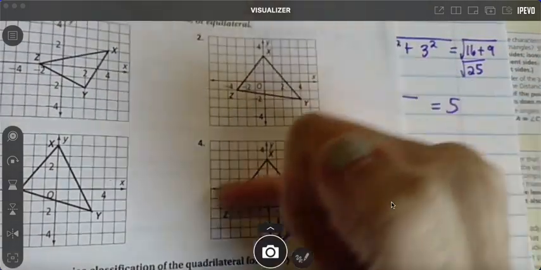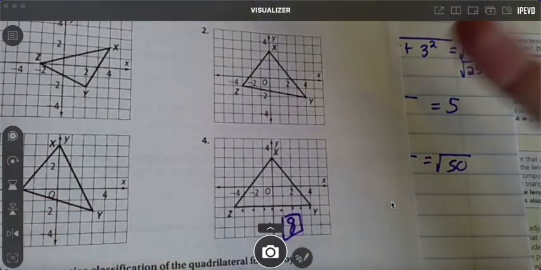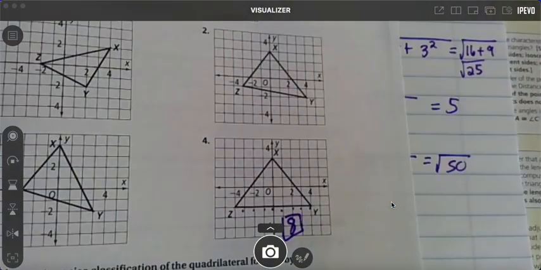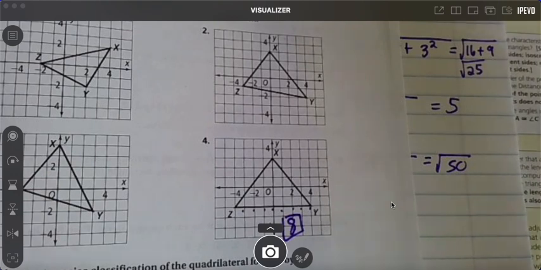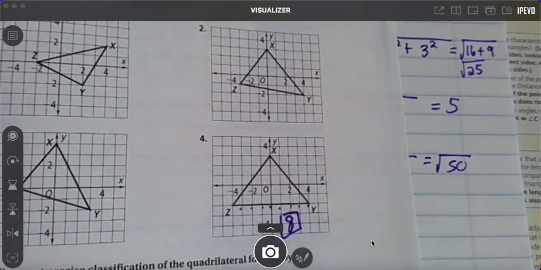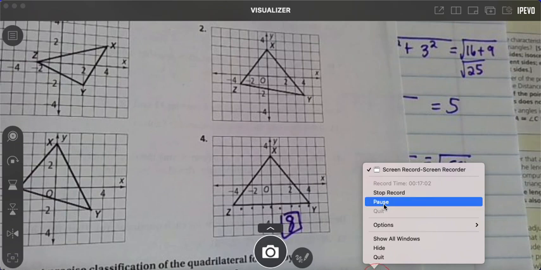But the rest of these, you're going to have to find. I'm going to assume what they are by the picture, but you need to find the distance of each side and see if it's one of those things. Everybody's ready for this? Okay.